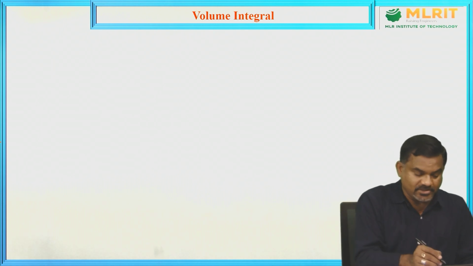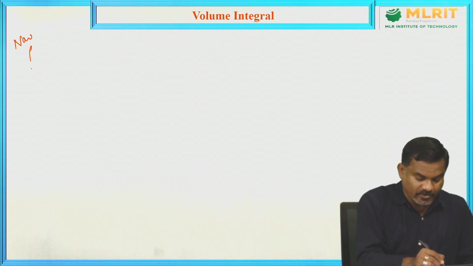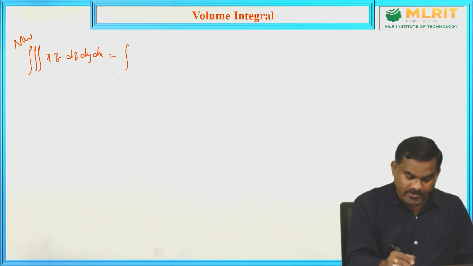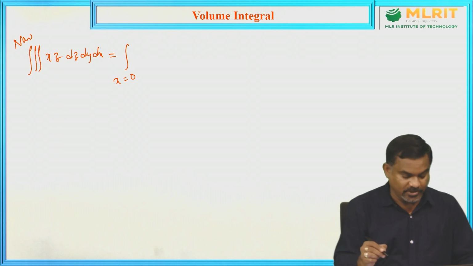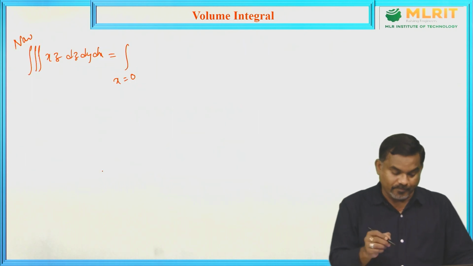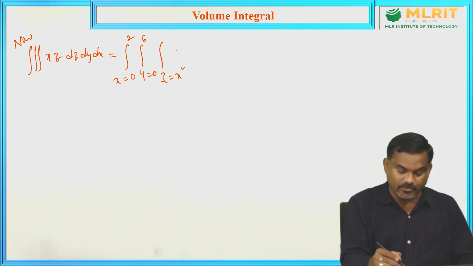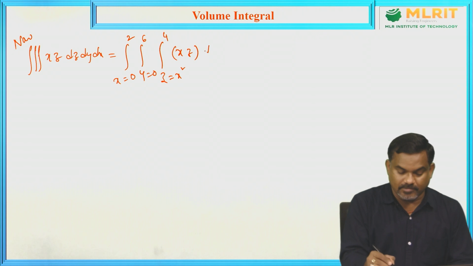Coming to the first integral, we need to evaluate the triple integral xz dz dy dx, where the x limits are from 0 to 2, then y limits from 0 to 6, z limits from x square to 4, xz dz first, then dy, then dx.